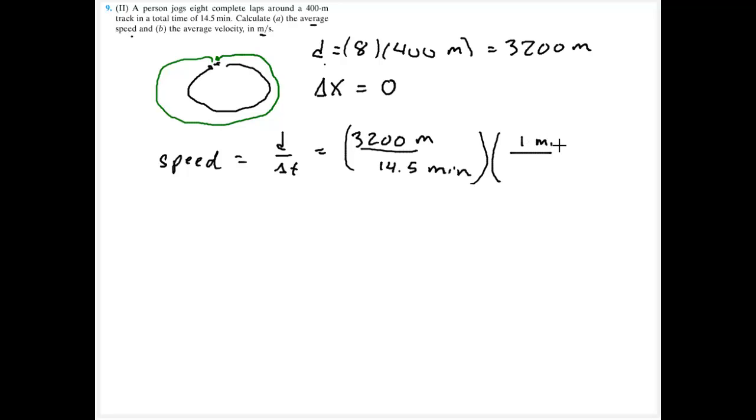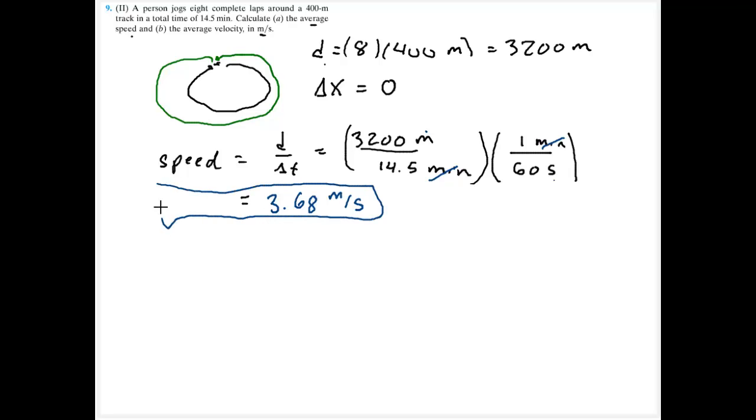I know that in 1 minute there's going to be equal to 60 seconds, so my average speed then, well, actually let me just show you that these units cancel out. I'm going to have minutes canceling here and be left with meters per second. So my average speed is actually going to be 3.68 meters per second. So that's going to be equal to my speed.